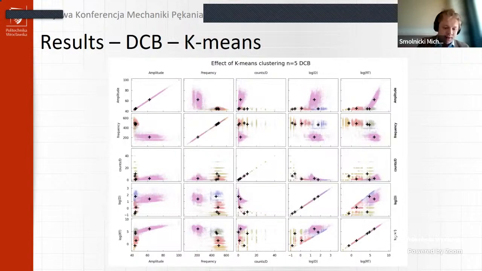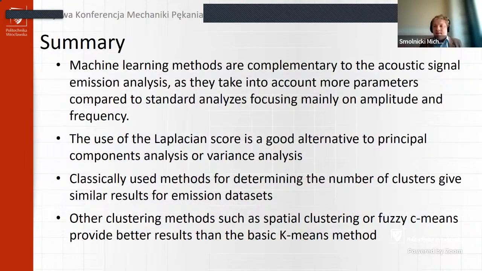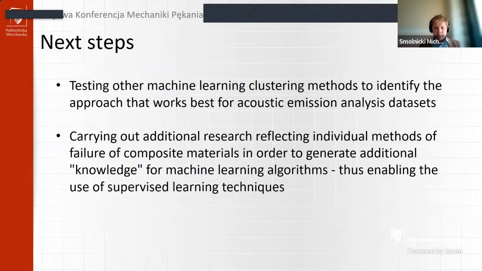But the summary is basically that there are differences between these methods. K-means, of course, gives us potentially the worst results. You can use the Laplacian score. I think it's a very good alternative. This is my opinion, and I will be using that in the future. The determination of the cluster number is done with classic methods, and I think they are sufficient. And maybe the important thing in a summary is also the next steps.